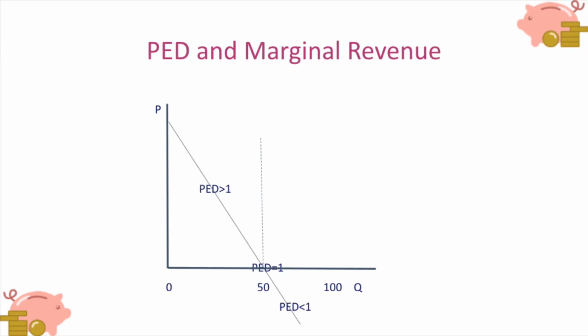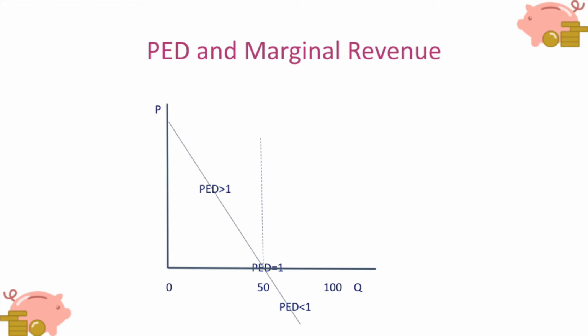Here we have a marginal revenue curve which relates to the average revenue curve that we've just looked at. The marginal revenue curve is always twice the gradient of its corresponding average revenue curve. So this marginal revenue curve cuts the x-axis at 50, whereas the average revenue curve cut the axis at 100.